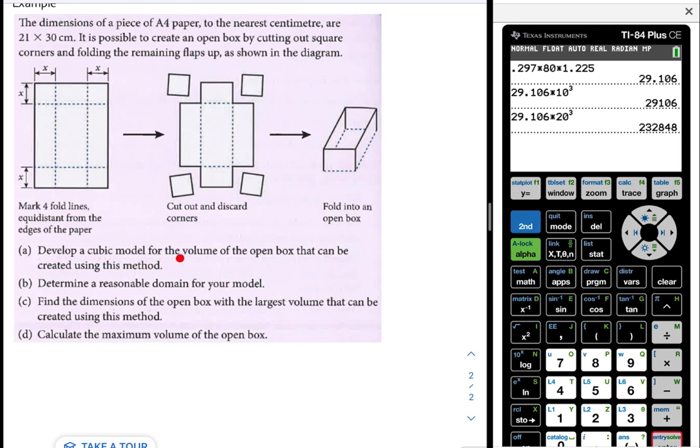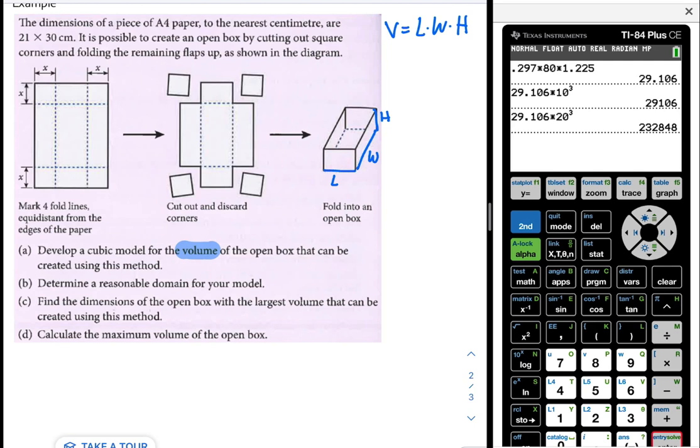Develop a cubic model for the volume of the open box that can be created using this model. So this question is a little bit more challenging than the first one because we need to create this model that talks about volume. Well, the volume of the box we know is going to be our length times our width times the height of the box.